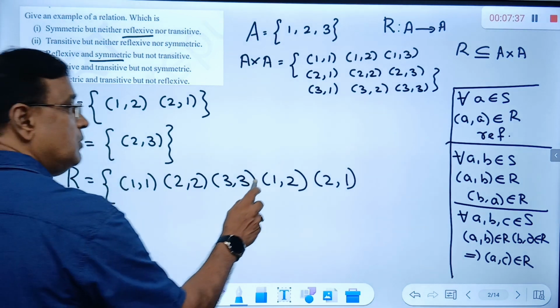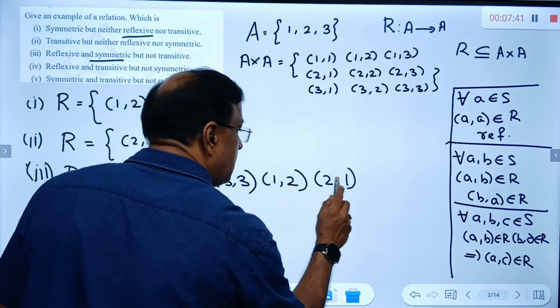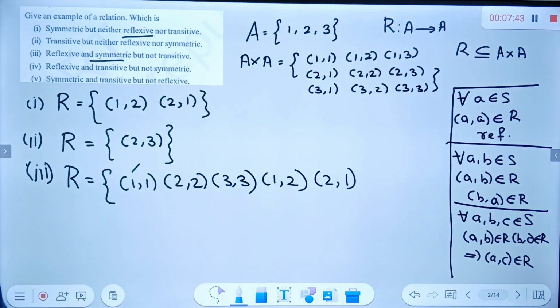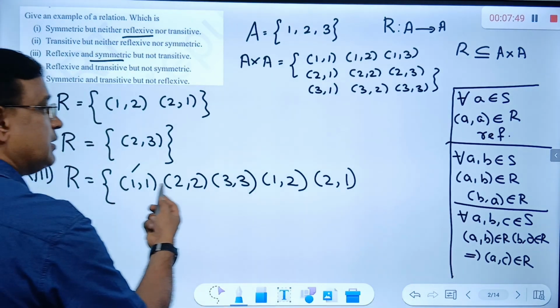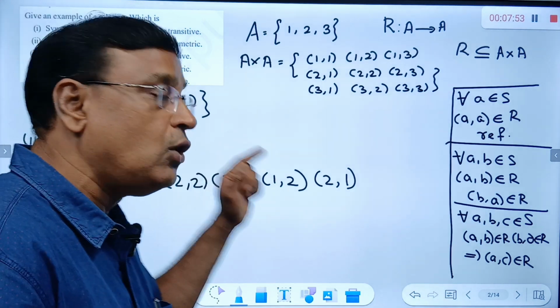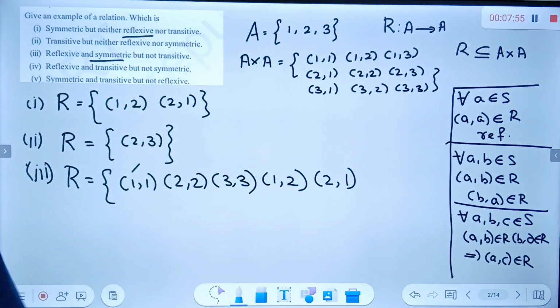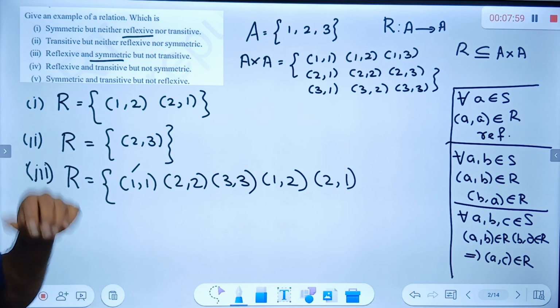Is it transitive? 1, 2 belongs to R. 2, 1 belongs to R. 1, 1 belongs to R. Correct? You can try one more. 2, 1, 1, 1. I think this is a relation which is reflexive, which is symmetric, and it is also satisfying the condition of transitive. So this is not a correct example for reflexive, symmetric, but not transitive.